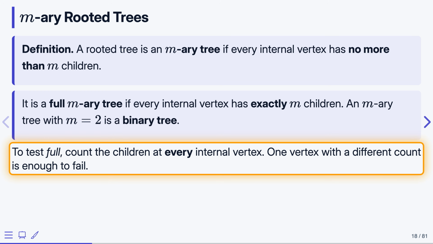So how do you test whether a tree is full? Visit every internal dot and count its children. If all the counts are the same number m, the tree is full m-ary. If even 1 dot has a different count, the tree is not full for any m at all.